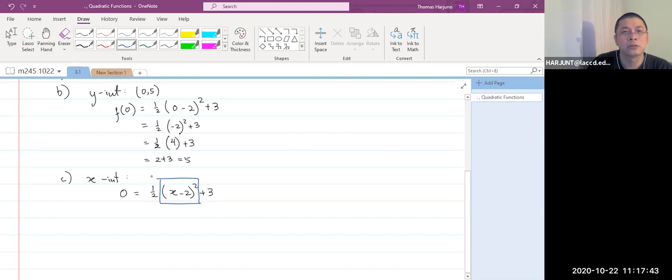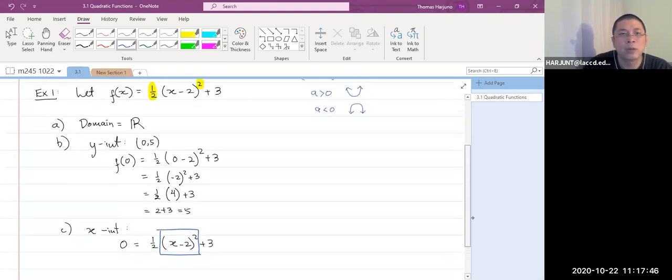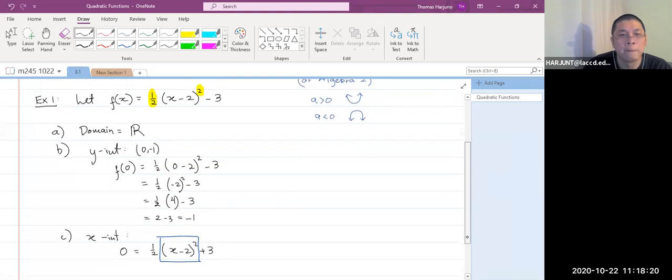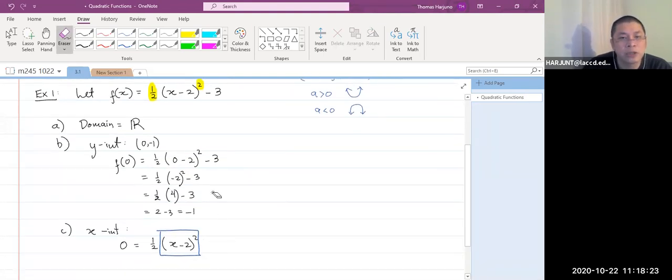Okay, you know what? I need to change the problem a little bit. This is not nice. I want to make this -3. So it's not 5, I'm sorry. So this is (-2) squared, 1/2 times 4, minus 3. So that's -1. The y-intercept is (0, -1). You will see later on why. So I changed this to -3.